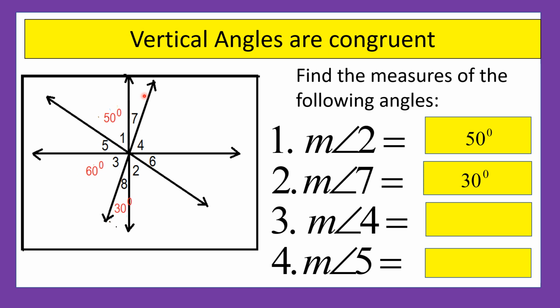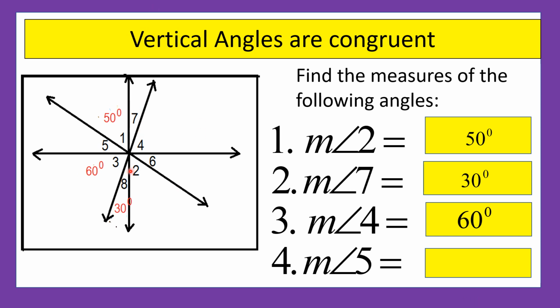We need to find the measure of angle 4. So, angle 3 and angle 4 are vertical angles, and vertical angles are congruent. The measure of angle 3 is 60. Therefore, the measure of angle 4 is also 60 degrees.